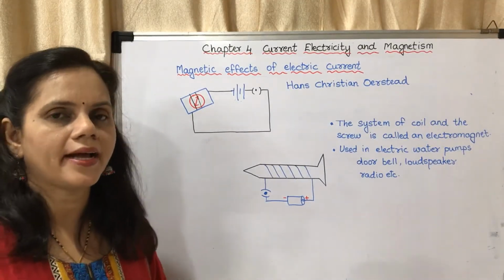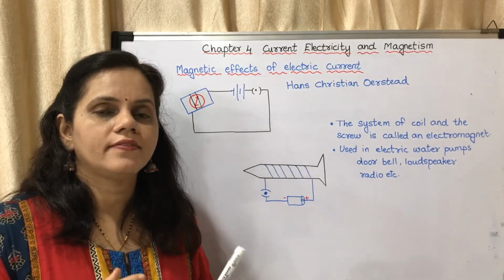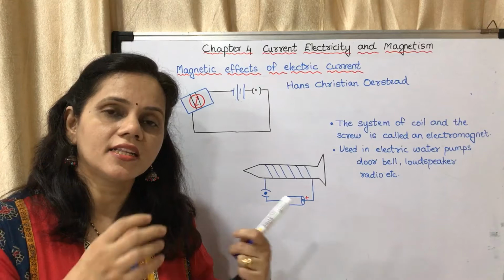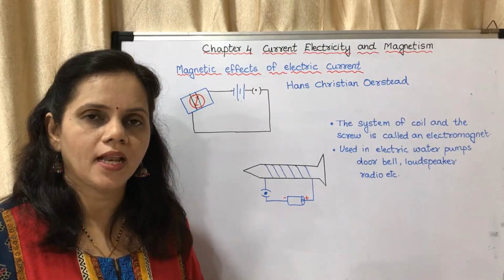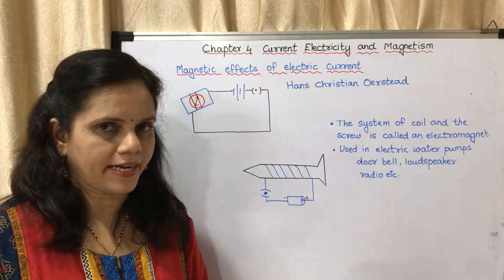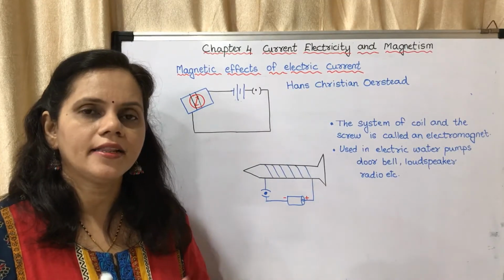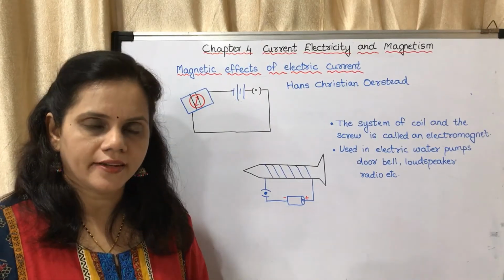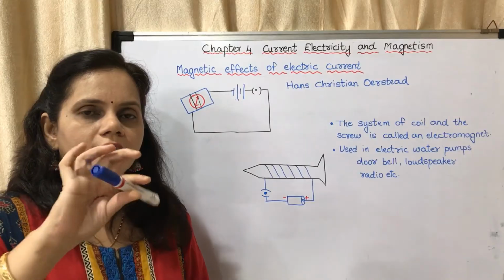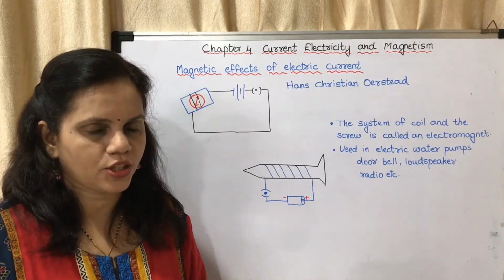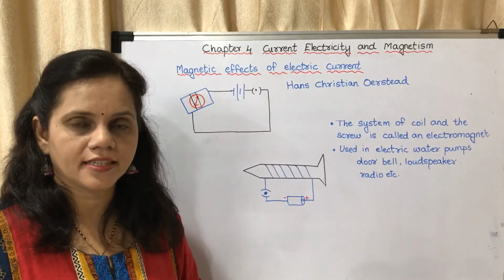Now why does the magnetic needle move? When will a magnet move? When another magnet is coming near it. You know about like poles repel and opposite poles attract. Now when the current is passing through the wire, in the wire the poles are developed, and due to the like poles and unlike poles, the magnet will show deflection. This is called as magnetic effect of electric current.